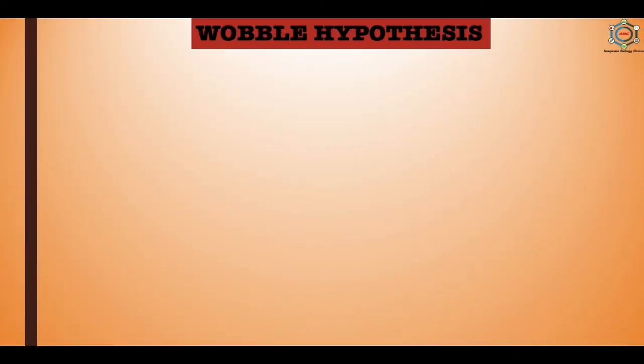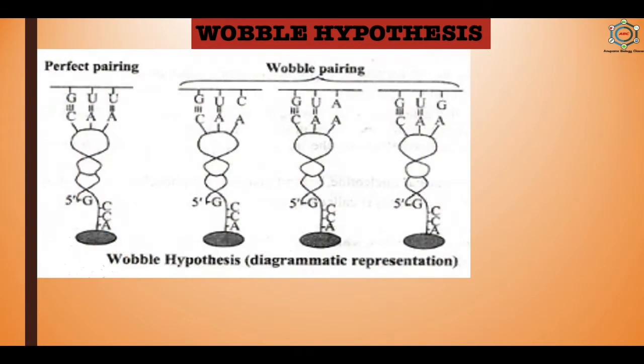Now, the WOBBLE hypothesis. So, what is the WOBBLE hypothesis? A change in a single base may not change the amino acid in the polypeptide. This happens when the third base in a triplet is changed, because such a codon can still interact with the anticodon of the corresponding tRNA. This phenomenon was called the WOBBLE hypothesis by Crick in 1966.